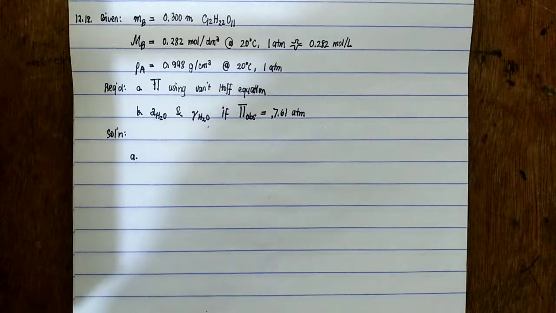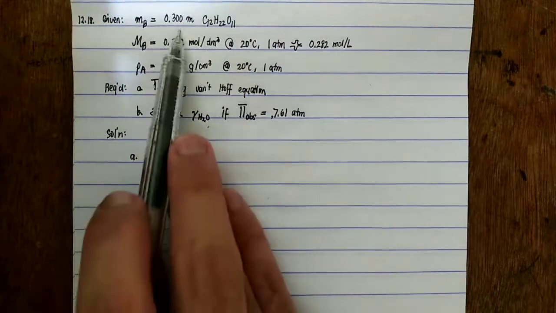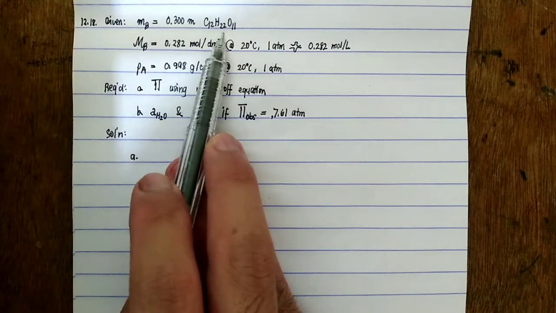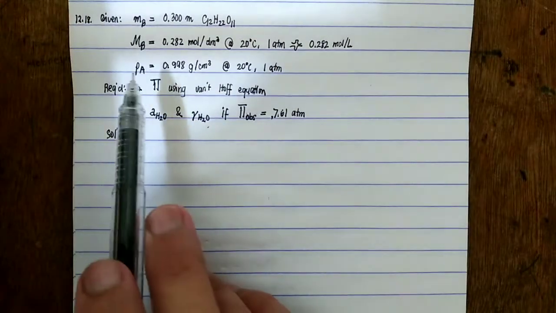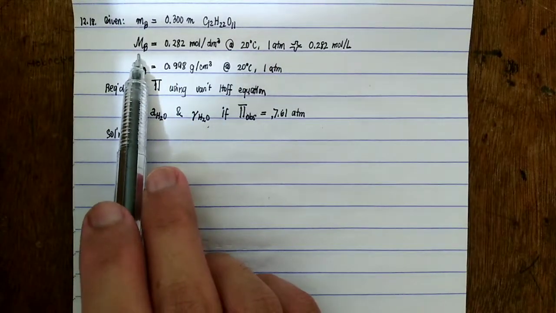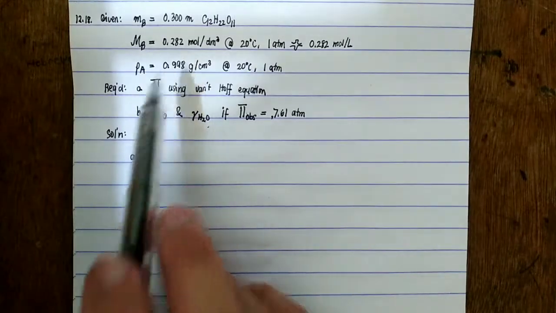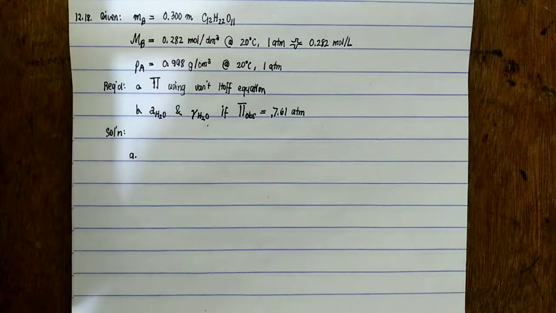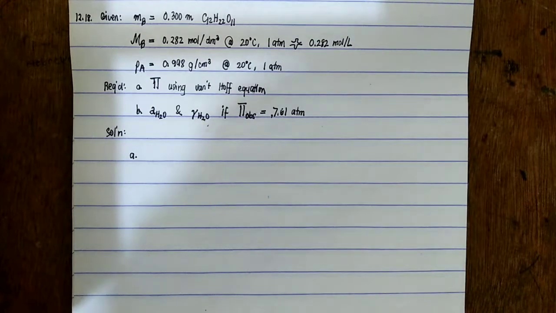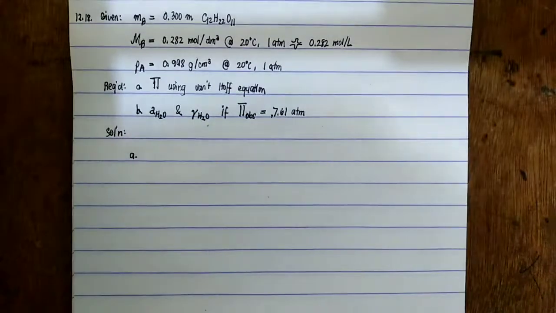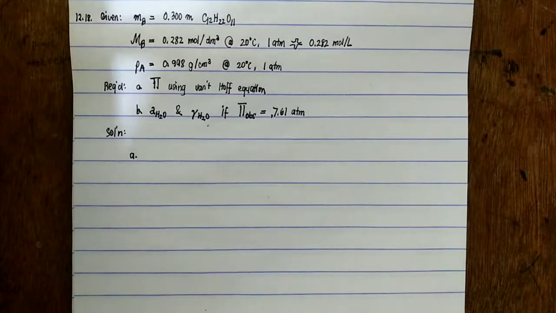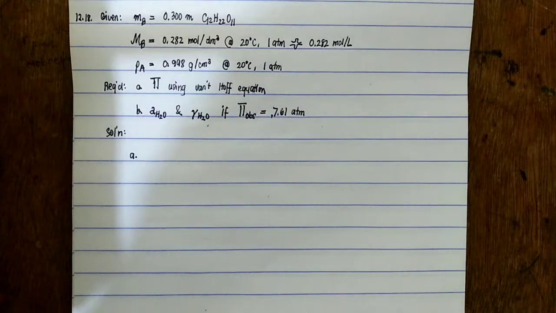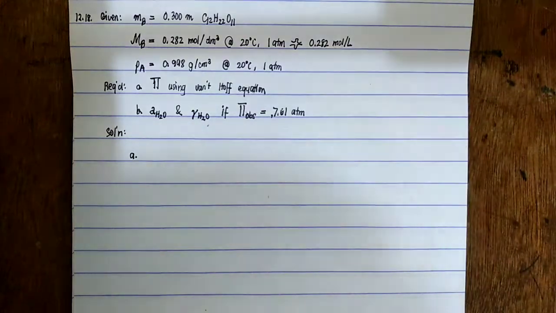So what we're given here are the following. You have 0.3 moles of our sucrose, and at a temperature of 20 degrees and 1 atm, this corresponds to a molarity of 0.282 moles per decimeter cube. Also given here is the density of water at 20 degrees and at 1 atm. So for this one, we now try to compute, first for letter A, the osmotic pressure, capital Pi, using our van 't Hoff equation.